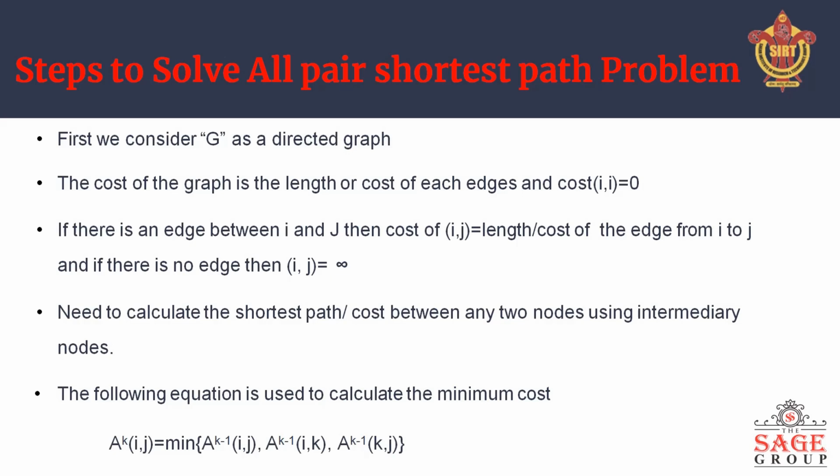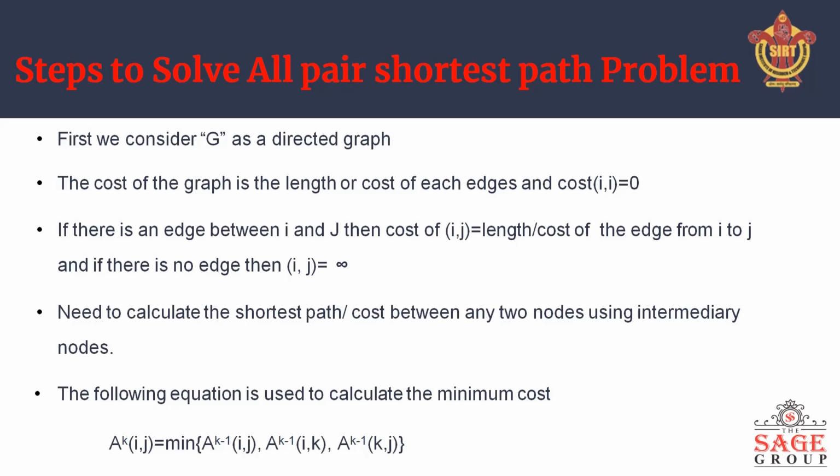If there is an edge between i and j, then cost of (i, j) is equal to the length or cost of the edge from i to j. And if there is no edge, then we put infinity there.